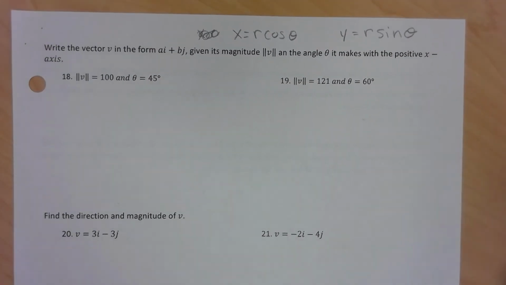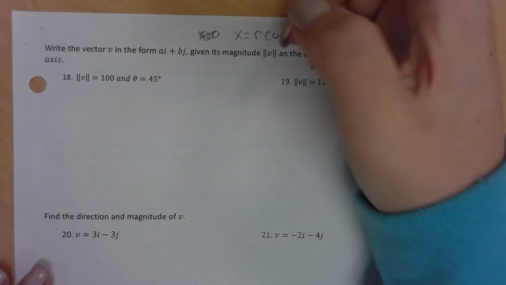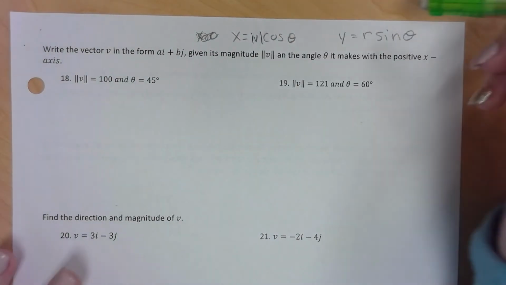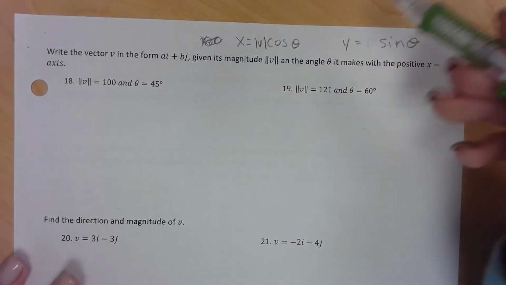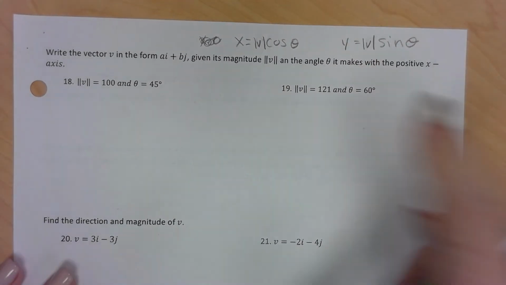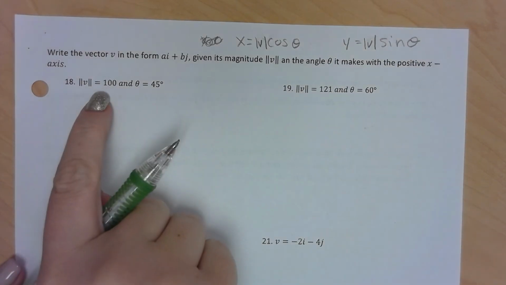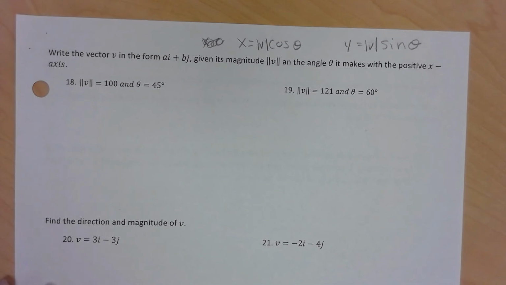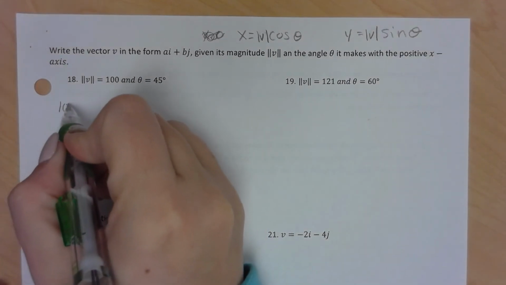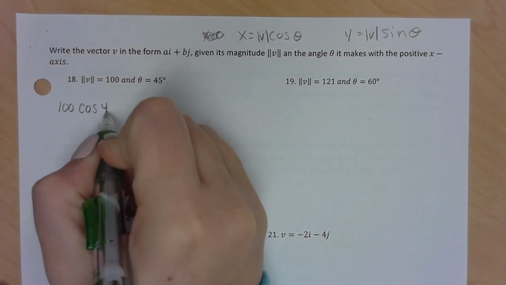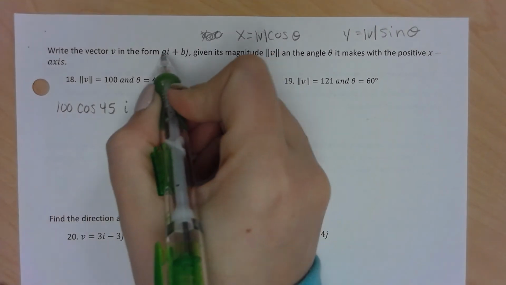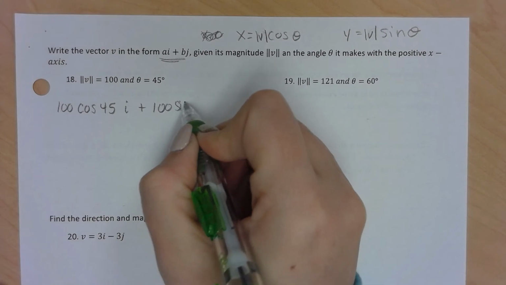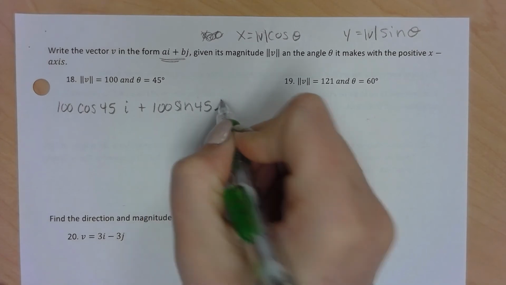Now, in vectors, it's the exact same thing, but instead of calling it an r, we're calling it the magnitude of v. So if I want to find x and y, then I'm going to use my magnitude and my angle and plug them into these formulas. So we're going to have 100 cosine 45 i, because it says in this form, plus 100 sine 45 j.